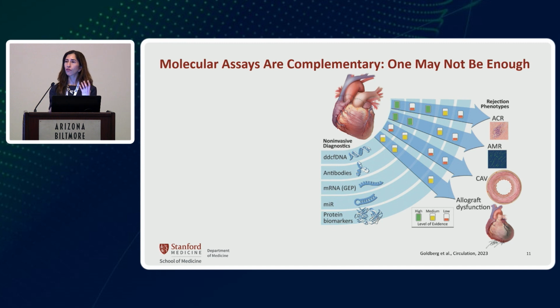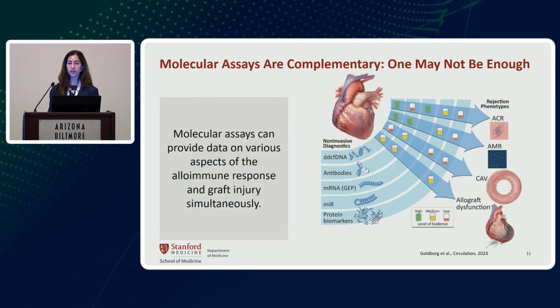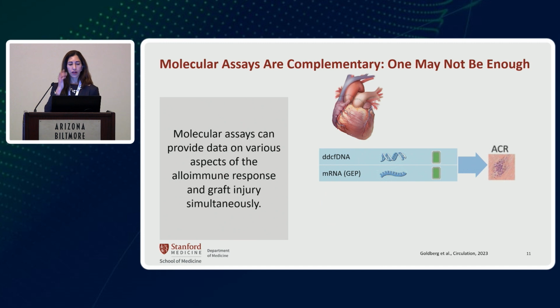And so the beauty is these different molecular assays are looking at different aspects of the alloimmune response, different complications, and put together, they can provide more information than just one assay in and of itself. And so for today's talk, I'd like to focus on the fact that molecular assays look at various aspects of the alloimmune response and can therefore provide more data when used simultaneously. So we know, for example, that donor-derived cell-free DNA, or in this case, the AlloSure assay, and gene expression profiling, or the AlloMap assay, can both be used to screen for the development of acute cellular rejection after heart transplantation.